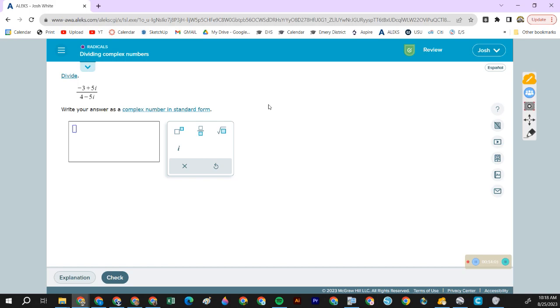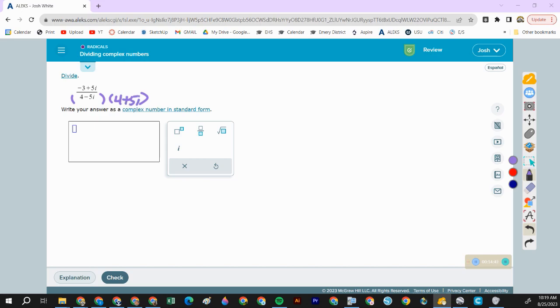Dividing complex numbers. One of the rules for simplification is don't leave square roots and don't leave i's in the denominator. So to fix this, we need to remove the i's from the denominator. The way we do that is we times it by its complex conjugate. So every complex number has like an evil twin. It's almost the same, except it's negative. So the conjugate for this one is going to be 4 plus 5i.